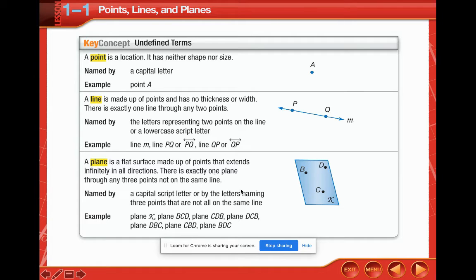All right. So a plane is a flat surface made up of points that extends infinitely in all directions. There's exactly one plane through any 3 points not on the same line. You can name a plane with a capital script letter, or by the letters naming 3 points that are not all on the same line. As you can see, this plane could be called plane K. This little parallelogram right here signifies a plane.